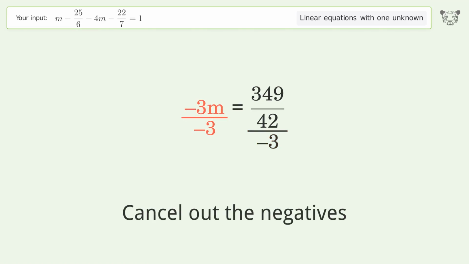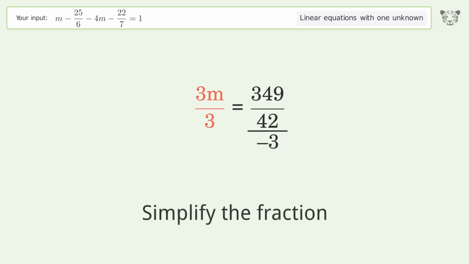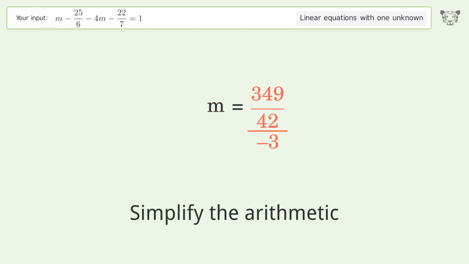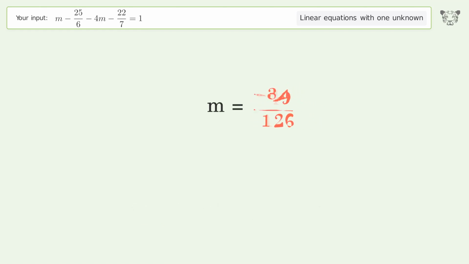Cancel out the negatives. Simplify the fraction. Simplify the arithmetic. And so the final result is m equals -349/126.